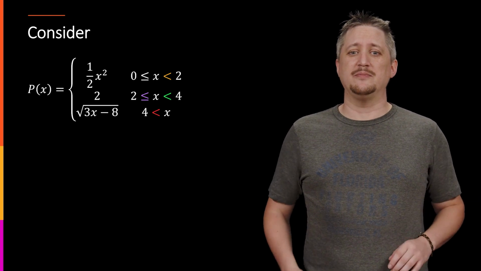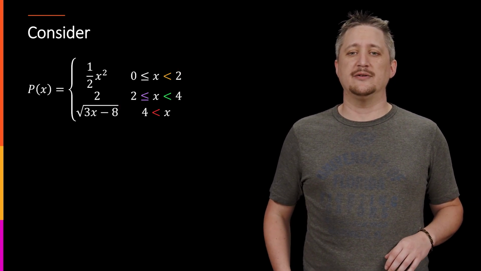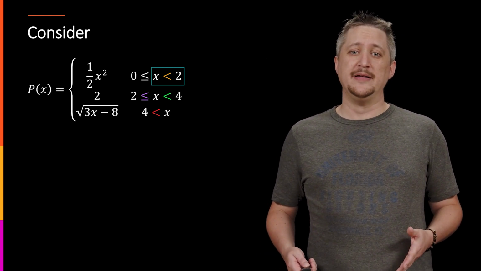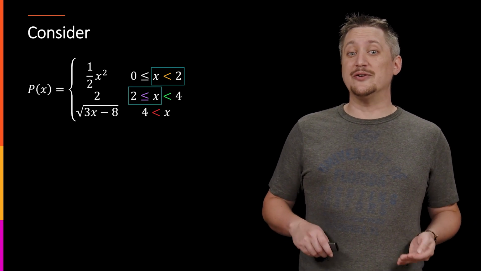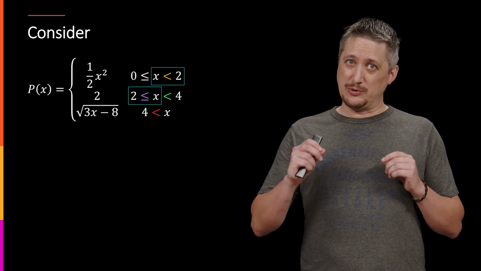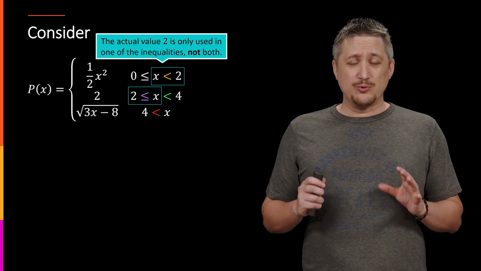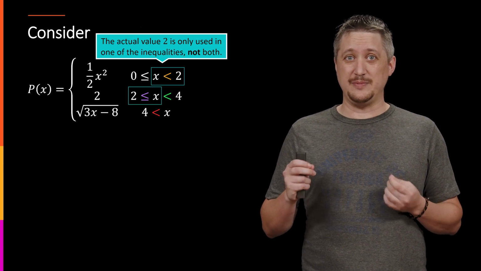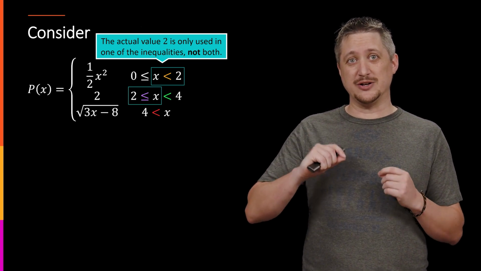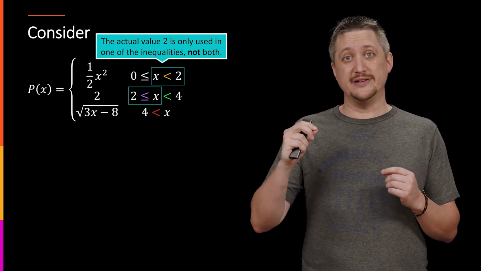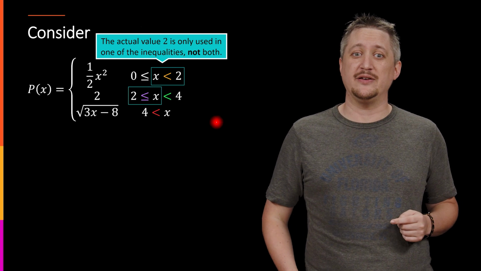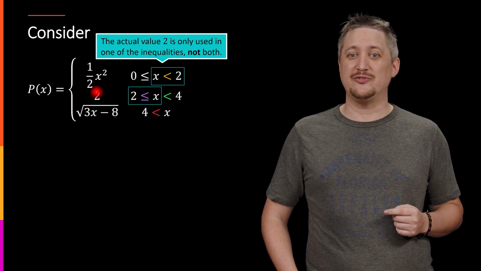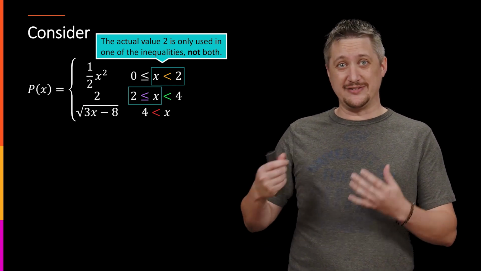The first thing I want to point out is about these 2's right here. If you look at the top one, we have that x is strictly less than 2. And then in the middle one, we have that x is greater than or equal to 2. The actual value of 2 only shows up in one spot. This is important because we want it to be a function. If the value shows up in more than one spot, then we run the risk of having more than one y value, because we'd have to evaluate it at both the top function and the second function if 2 is in both of them. And if those are different values, then it's no longer a function.